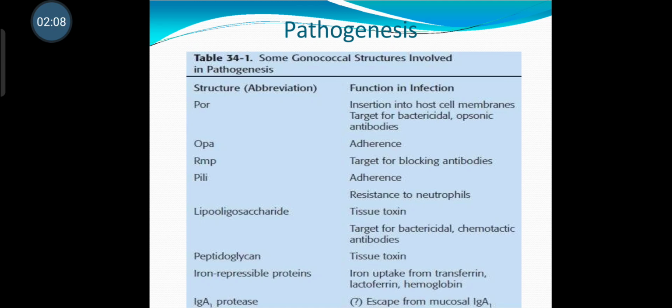These components of the Neisseria gonorrhoeae are helping in insertion into the host cell membrane and adherence. They are acting as a target for blocking antibodies. They produce resistance to the neutrophils. They act as tissue toxin. They target for bactericidal and chemotactic antibodies. Then they are also involved in iron uptake from transferrin, lactoferrin and hemoglobin, and they escape from mucosal immunoglobulin A. So all these are the different components which are helping in the pathogenesis of Neisseria gonorrhoeae.